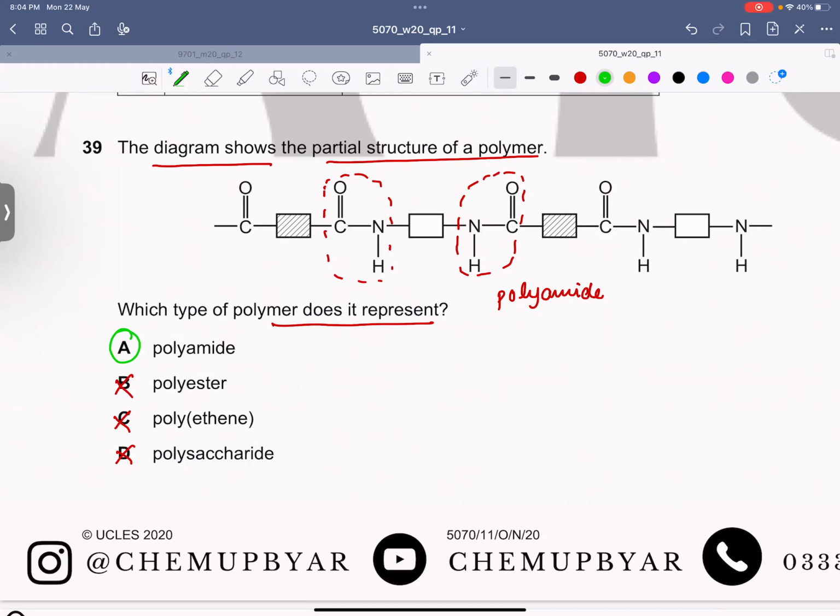So remember, if there is a C double bond O bonded to a nitrogen, then it's an amide link, and if there are multiple amide links in the structure, then it is called polyamide. In the same way, if double bond O is bonded to O, then it's an ester link, and if there are multiple ester links in the structure, we call it polyester.